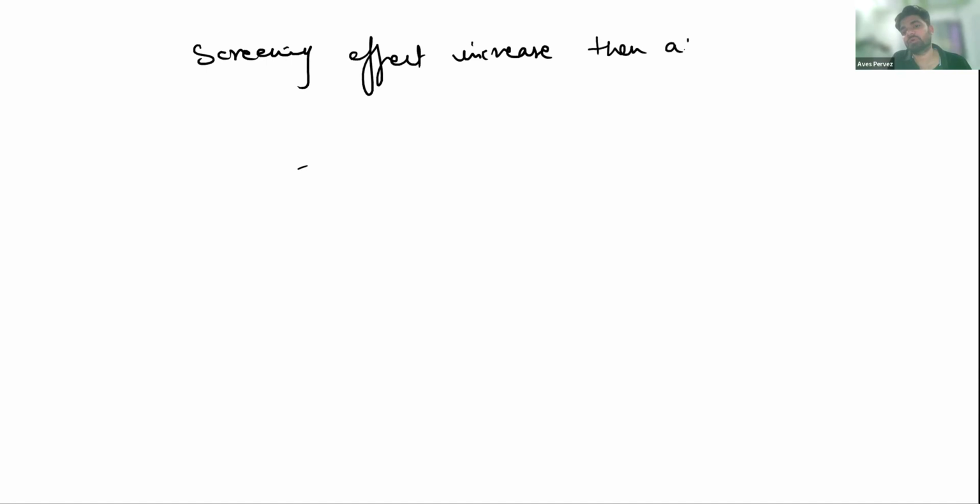So we know that if the screening effect increases, then atomic size also increases. You understood this one? Yes, sir. Okay. So here we need to note it down.